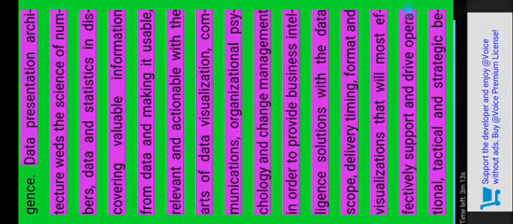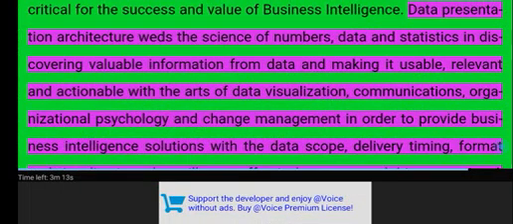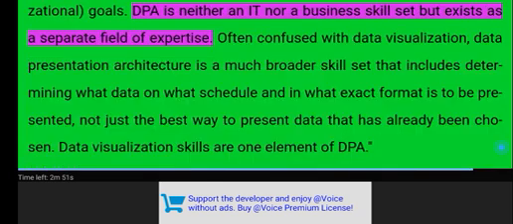Data presentation architecture weds the science of numbers, data and statistics in discovering valuable information from data and making it usable, relevant and actionable with the arts of data visualization, communications, organizational psychology and change management in order to provide business intelligence solutions with the data scope, delivery timing, format and visualizations that will most effectively support and drive operational, tactical and strategic behavior toward understood business or organizational goals. DPA is neither an IT nor a business skill set but exists as a separate field of expertise.